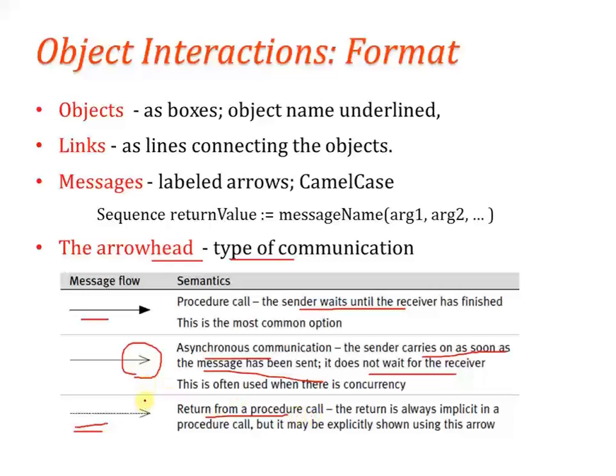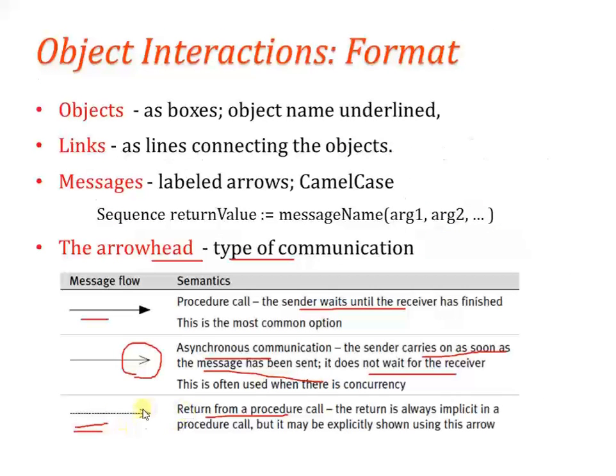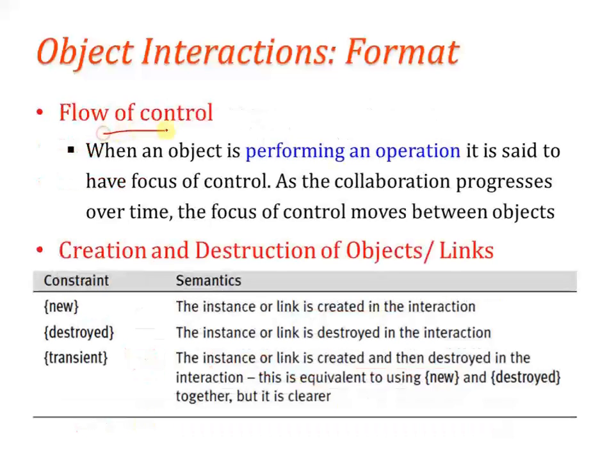So this is a reply message which is coming back from the receiver to the sender saying about the status of the message. So in this diagram we don't have any return back message. We can see an example for those in the later slides. Next is called flow of control.